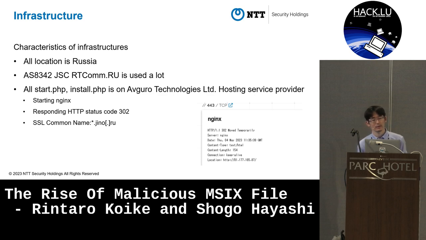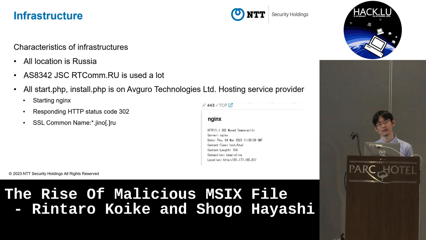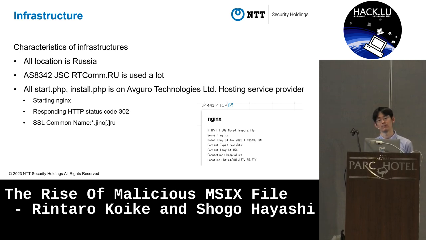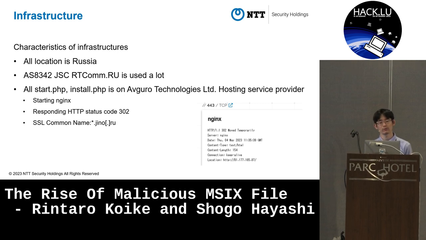A characteristic of Steel Clover is the bias in the infrastructure it uses. Steel Clover makes heavy use of AS8342 IP addresses. In the extreme, almost all infrastructure is IP addresses of this AS. It also has various other characteristics. So if you are interested, please contact us.